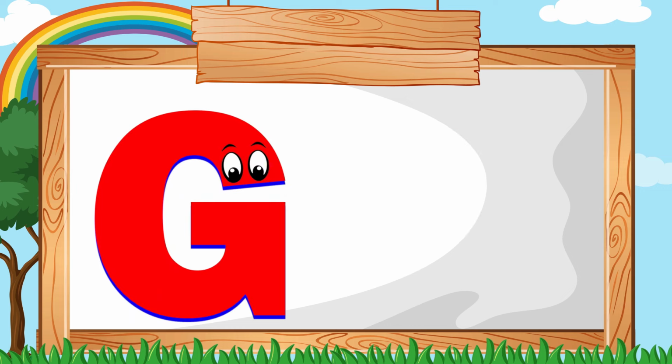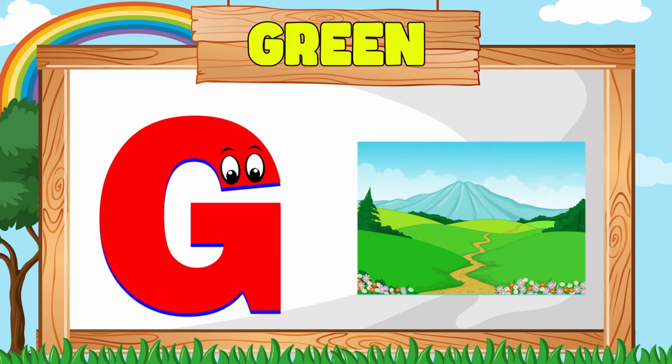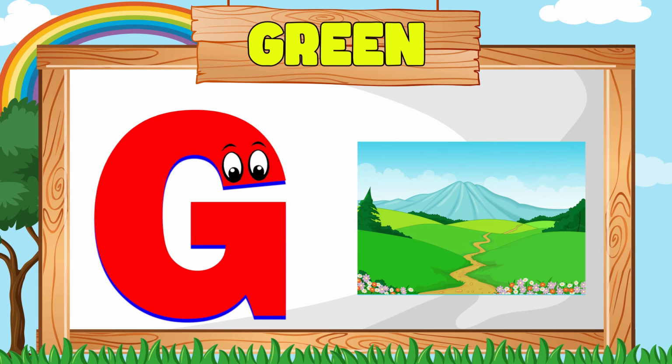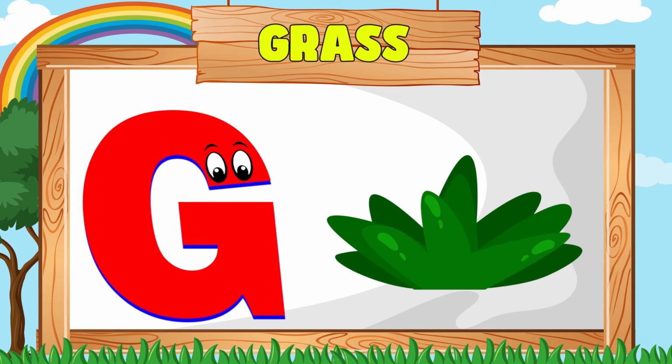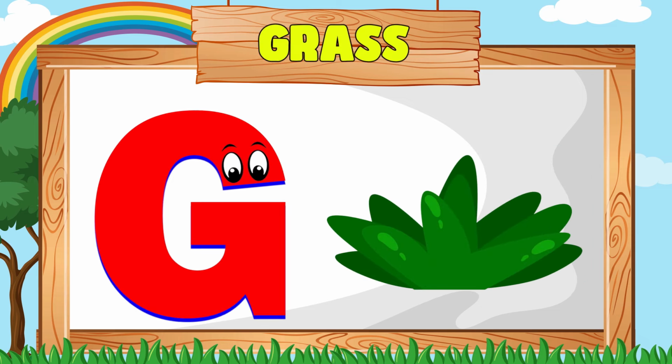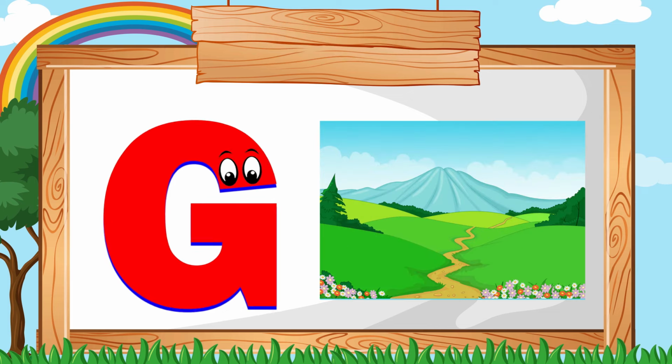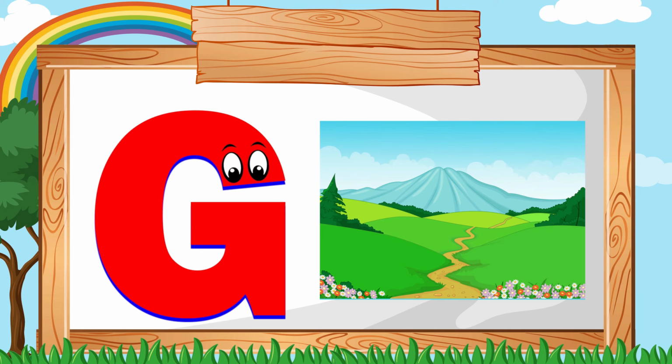G is for green, g, g, green. G is for grass, g, g, grass.